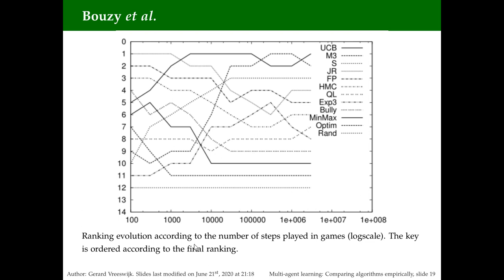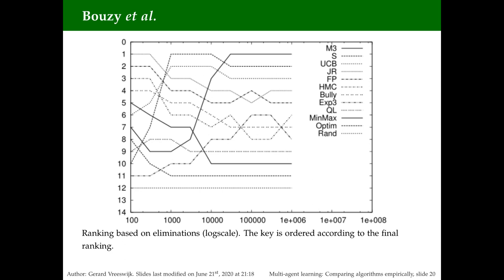And here you see the ranking evolution according to the number of steps played by games in log scale. You see the log scale on the x-axis. And the keys are ordered by the final ranking, so UCB performed best here, eventually, and then M cubed and so on. Next slide. So this is ranking based on eliminations by lagging. And again, the keys are ordered by final ranking.